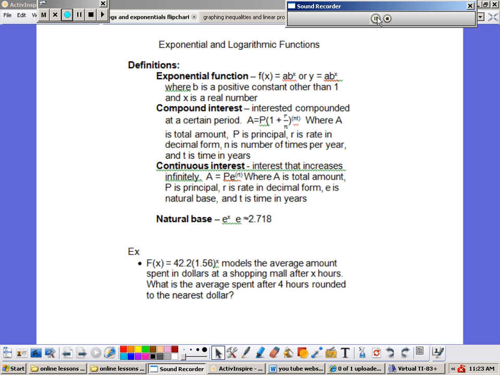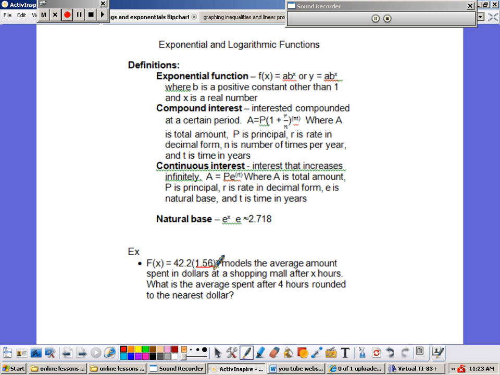Okay, so here we go. We got a problem. 42.2, that's where we're starting at. We're increasing it 56%. That's what that means, because everything starts at 100%. If I have a 1.56, it means I increased by 56%. So now I have 156%.